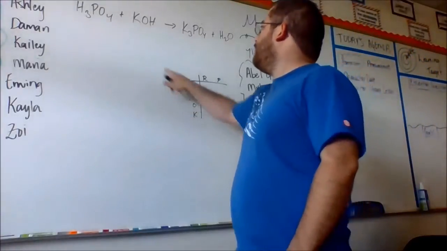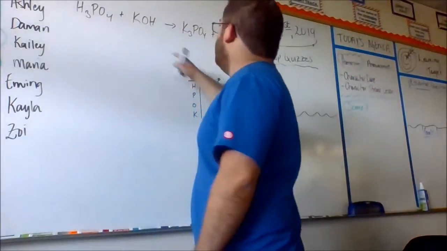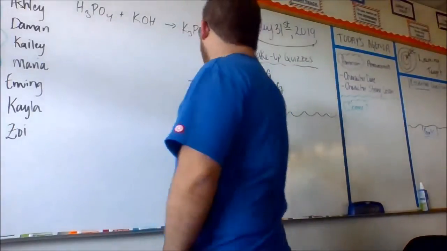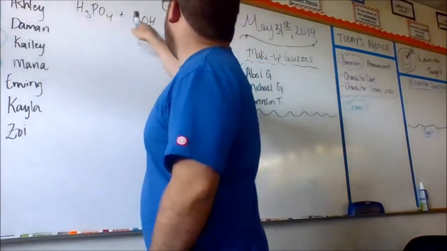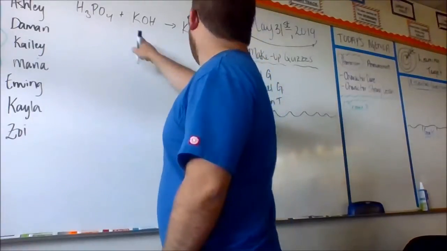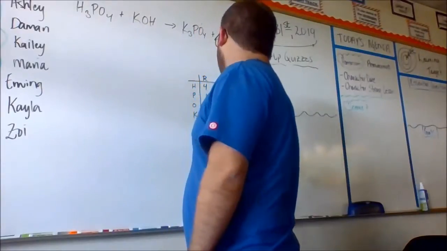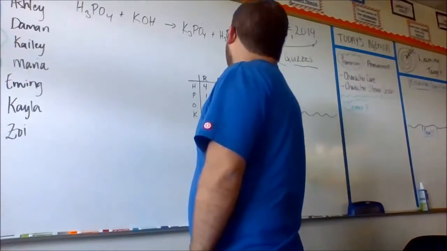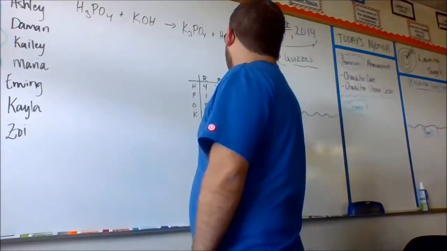Let's just write down what we've got first. We've got 3 hydrogens, 3 plus 1, that's 4. We've got 1 potassium, that's 1. We have 5 oxygens. And I'm sorry, I said potassium, that's phosphorus. We have 1 right here. On this side, 3 potassiums, 1 phosphorus, 5 oxygens, 2 hydrogens.